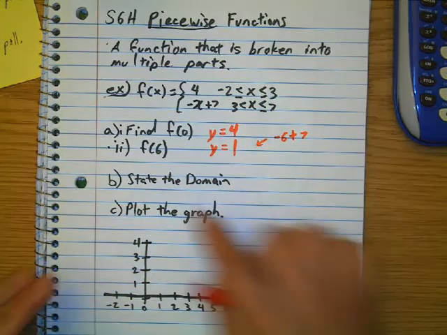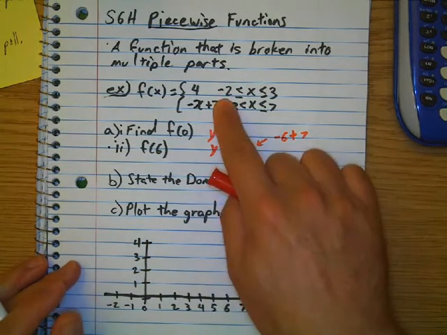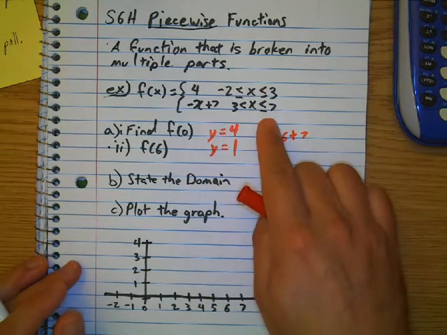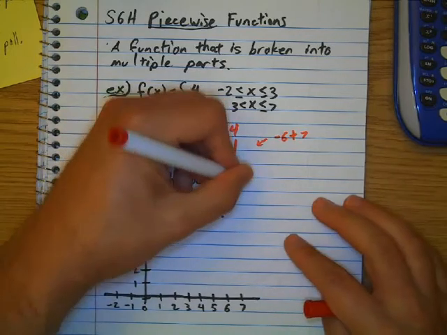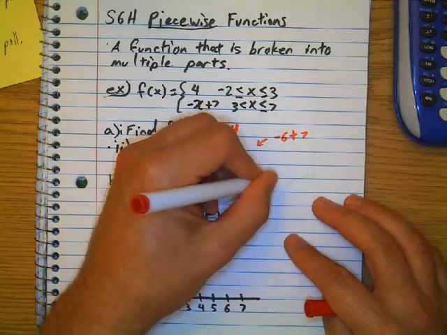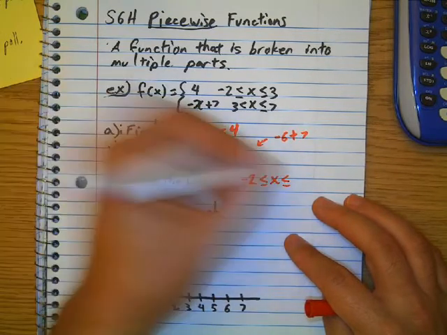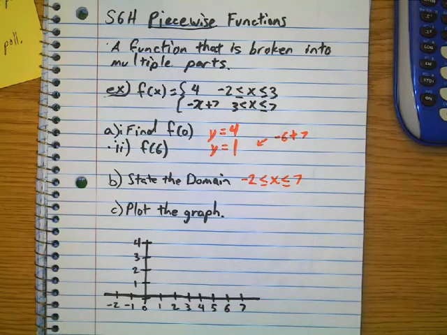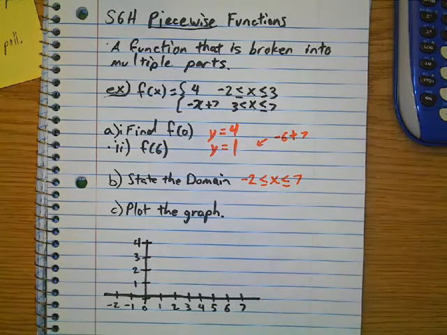Okay, state the domain. The lowest value is negative 2, the highest value is 7. So my domain is between negative 2 and 7.